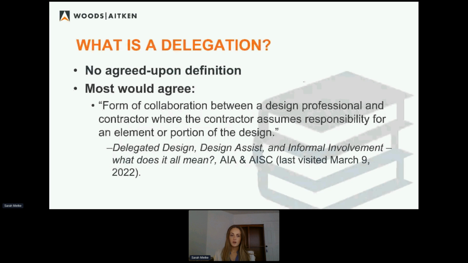So even though there is no agreed upon definition, most people would agree that design delegation is a form of collaboration between a design professional and a contractor, where the contractor assumes responsibility for an element or a portion of the design. And this actually comes from the AIA and the AISC, which is the most recent widespread guidance on this issue. It's a white paper that they put out. If you're looking for more in-depth discussion of design delegation, I would highly encourage you to take a look at that white paper in the future.